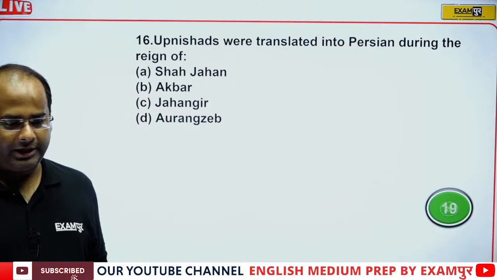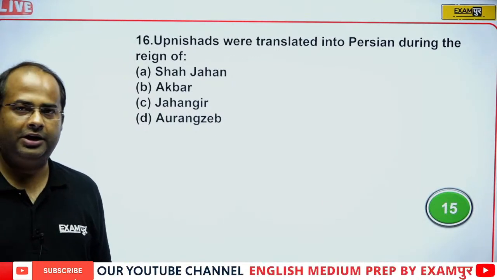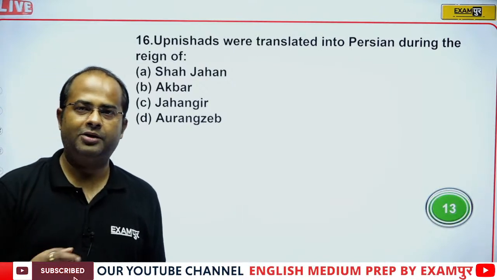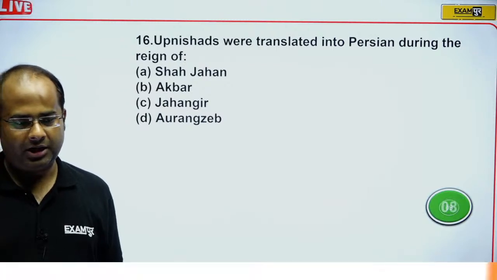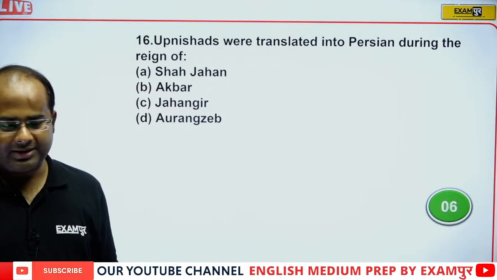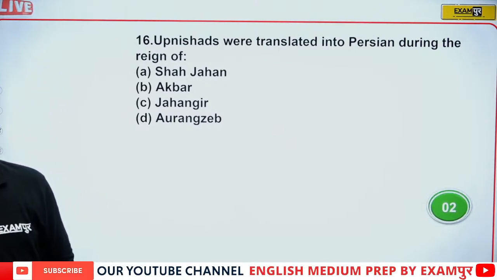Now, come to the next question. Upanishads were translated into Persian during the reign of. So, during whose time period were the Upanishads translated into the Persian language? Shah Jahan, Akbar, Jahangir, or Aurangzeb. So, in which time period were the Upanishads translated into Persian?